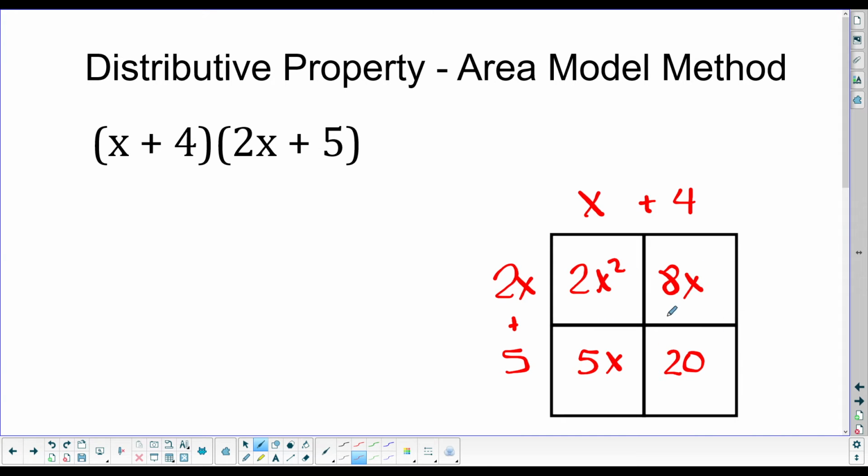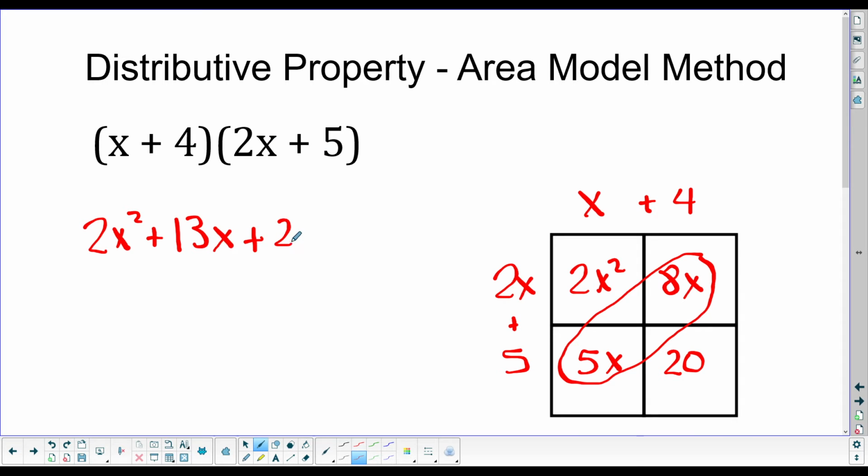Now, the difference here is that I can't add all of these things together because they're not all like terms. Just like I couldn't combine them up here. I can't combine them all here, but I do have some like terms. And in this case, those like terms happen along this diagonal here. So I got a 5x and an 8x. And so I can write this out. My answer is going to be 2x squared. And then if I add 5x and 8x, I get 13x. And then 4 times 5 gives me 20. So that's another way of doing that.